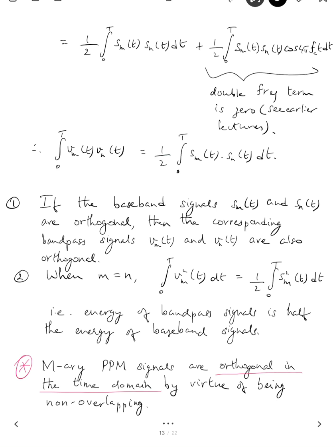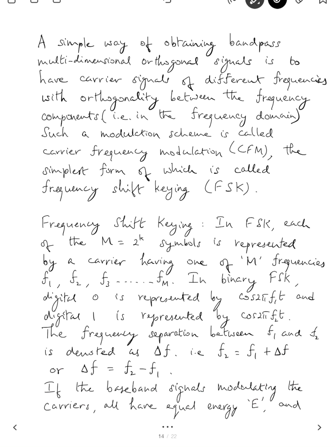Now the other thing we have to notice here is that the PPM signals we started off with are orthogonal in the time domain. And that orthogonality arises by virtue of being non-overlapping. They are orthogonal because they are defined for time intervals or durations which do not overlap with each other, and therefore their orthogonality is in the time domain. Now our task is to identify how we produce orthogonal bandpass waveforms. So we need to develop a mechanism to produce orthogonal bandpass waveforms.